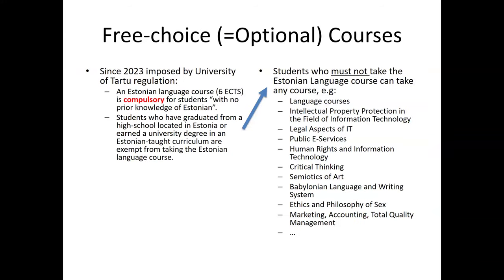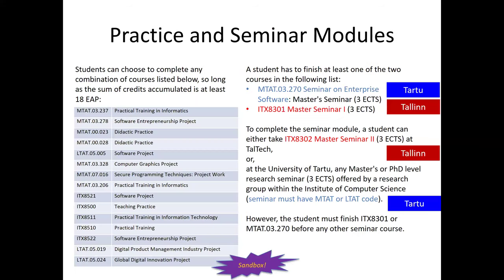Then there is also the opportunity to take one course that is completely free, but that is only half of the truth. If you're an international student, you must take an Estonian language course. If you are already an Estonian language speaker, then you can really choose freely whatever you want for the optional course. And to complete the picture, there will be two seminars offered.